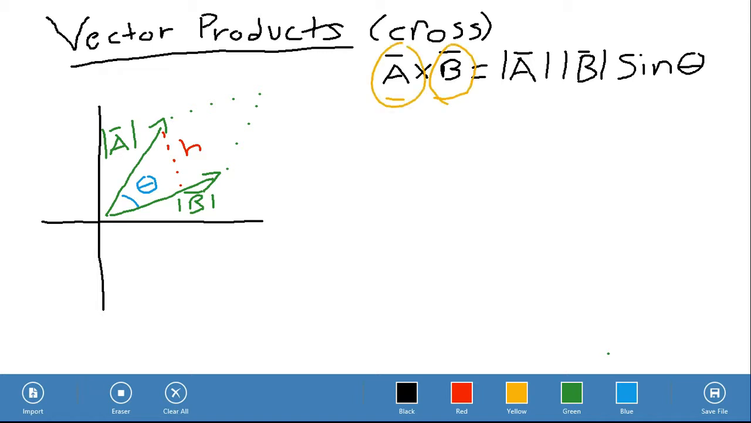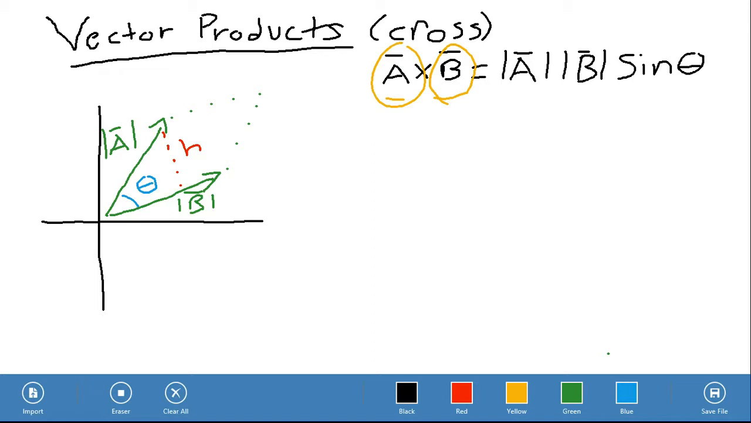The formula that you're going to get out, which I'll prove for you next time, is that it's going to be the length of A times the length of B times the sine of theta, where theta is the angle between them. Don't get this confused with the dot product formula, which was the length of A times the length of B times the cosine of the angle in between them. Similar, but very different in their implications.